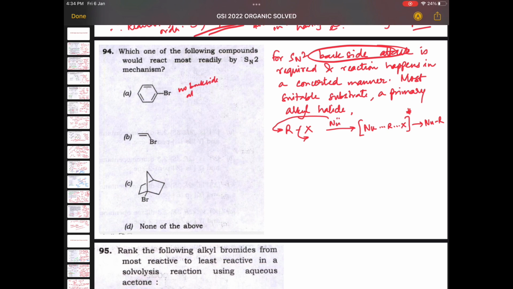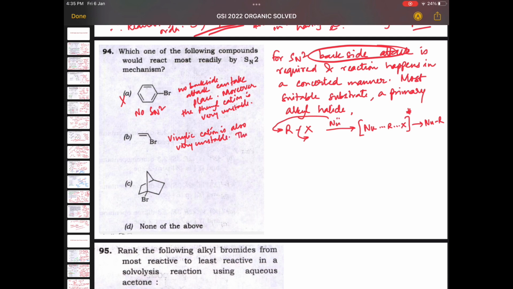So for the first option we can see that there is no backside attack that can take place because it is a phenyl group, which is quite bulky, and the phenyl cation is also very unstable. So any positive charge in the phenyl group is very unstable, hence no SN2 or substitution reaction can take place in such conditions.